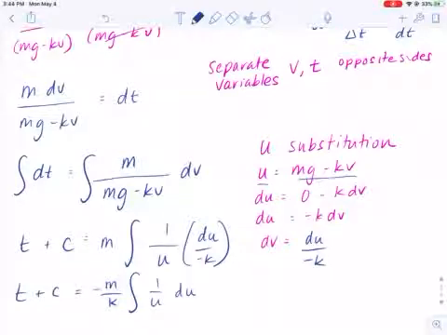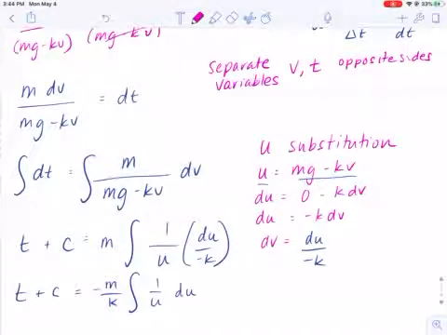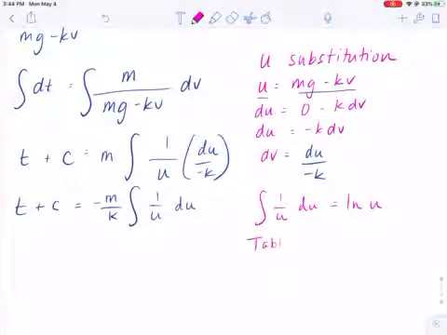Okay, now I need to know how to integrate 1 over u, and that was one that you were supposed to memorize in calculus class. The good news is, spoiler alert, it's the natural log. If you didn't know that, you are allowed to use notes and references. So I would have a table of integrals handy.